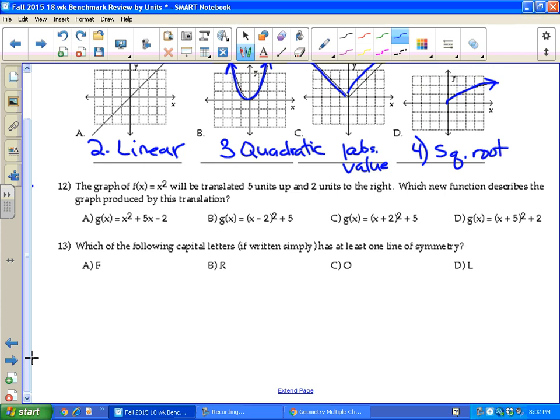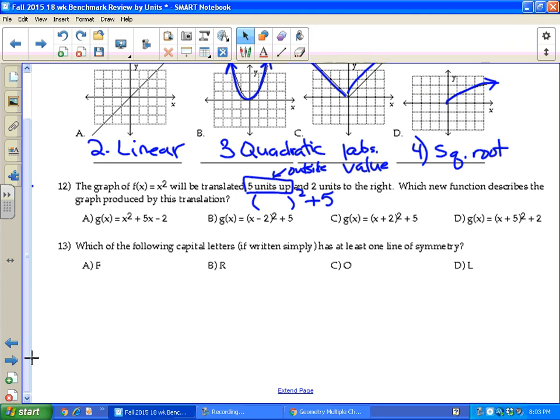All right. 5 units up is actually a number added to the outside. So I'm going to actually start with x squared, and I'm going to put the number 5 on the outside. So that's a number on the outside that makes it move up and down. And it moves true to the number, so that's where plus 5 is going to come from.